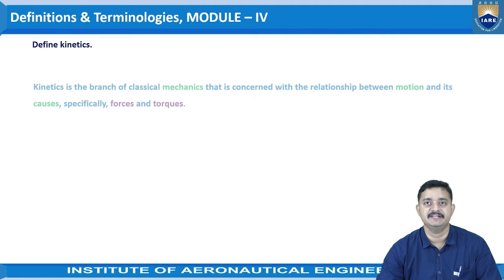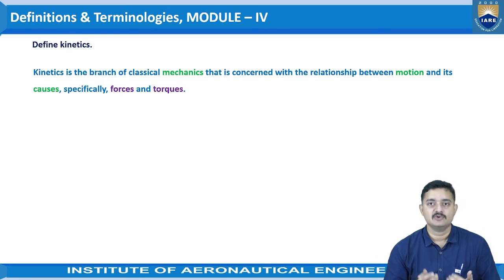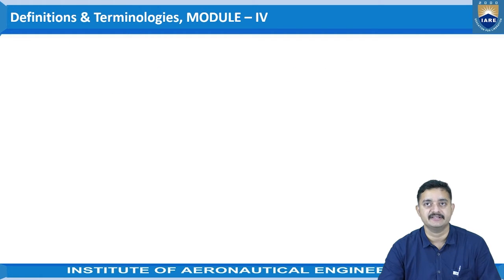So now let us see the definition of kinetics. Kinetics is the branch of classical mechanics that is concerned with the relationship between motion and its causes, specifically forces and torques. So the cause of motion is also considered in the kinetics part of the dynamics. So this is the definition of kinetics.